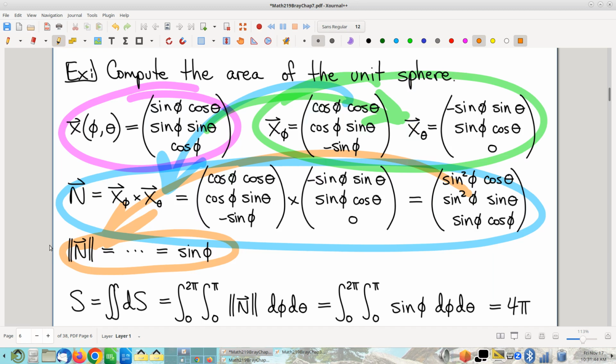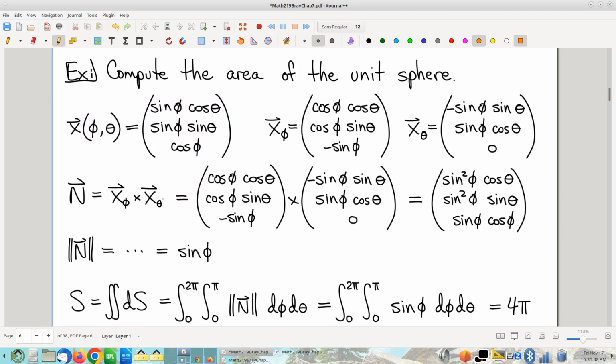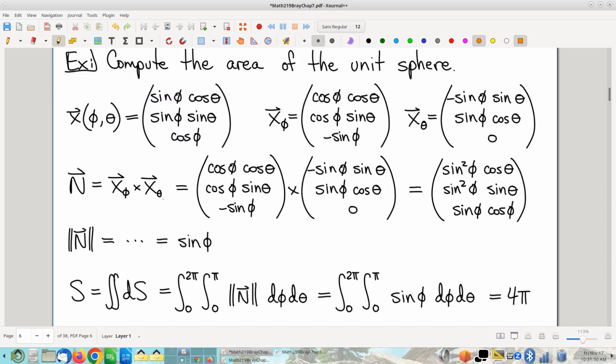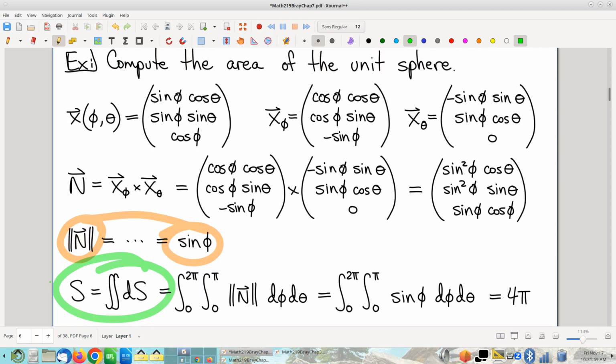But I want to get to the end of the end zone first, and then I'll come back and comment more in a second. Now that we have our area stretching factor, I can compute the surface area of the sphere with a pretty straightforward calculation. First, I argue that surface area, the whole is the sum of the parts.